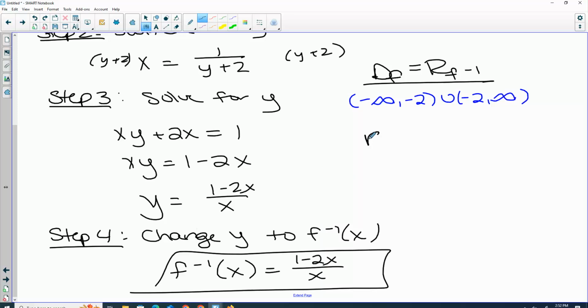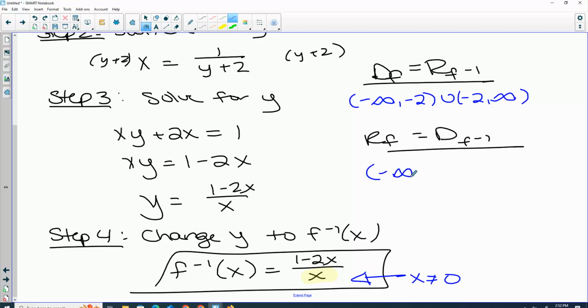The range of the original, the y's to start with, become the x's in the inverse. If I look at my inverse, what's true about my domain? Denominator can't be 0. So it's negative infinity to 0 union 0 to infinity. So make sure you can give me the domains and ranges when you get to the end. And you have to label what's what. Domain of the function, range of the inverse, and so forth.